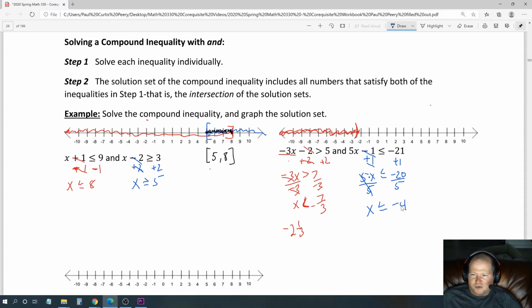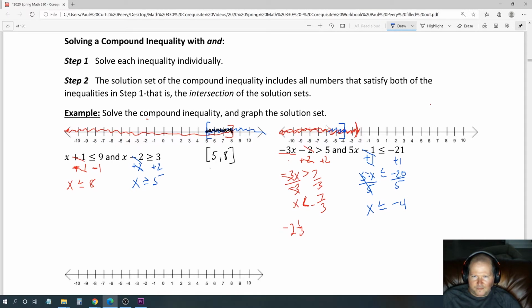And what we do is we graph the negative 4. We plot it right here, negative 4. And because x is less than or equal, we know it's going to open up to the left. Less is to the left. And because it has the equal part, we are going to use a bracket. Okay, and we shade it in. We shade all that in.